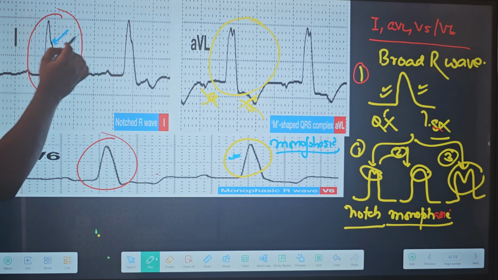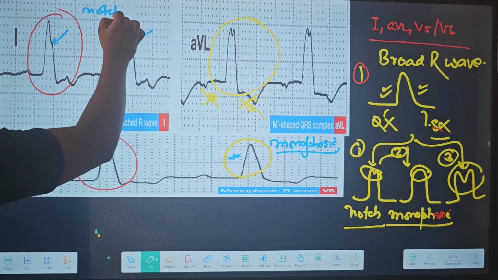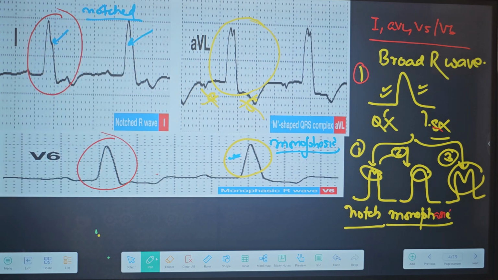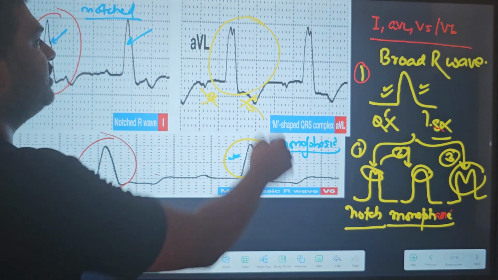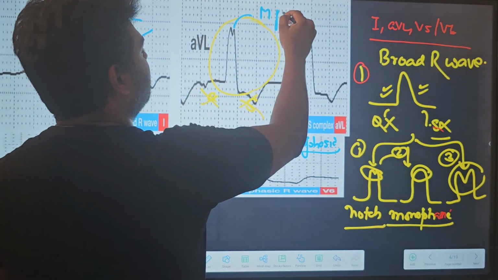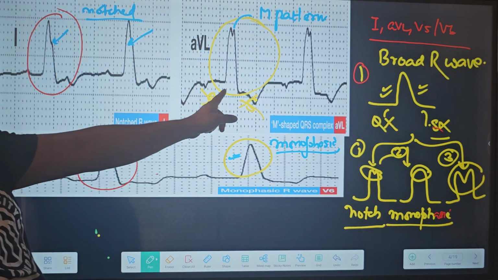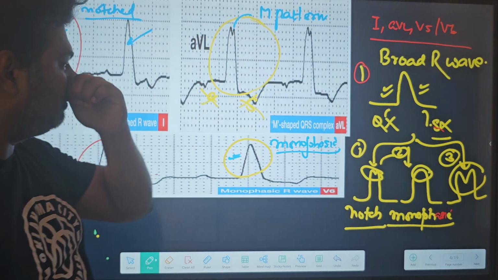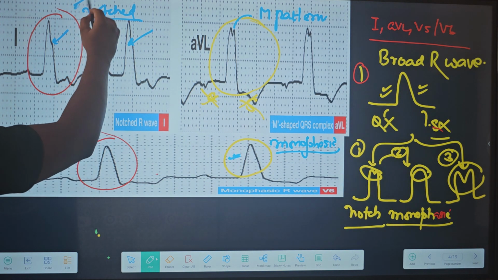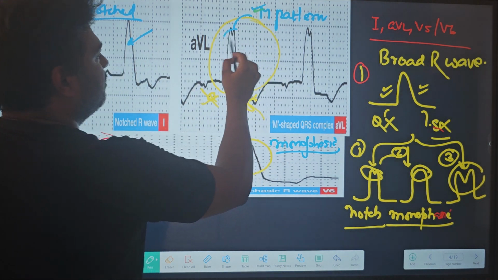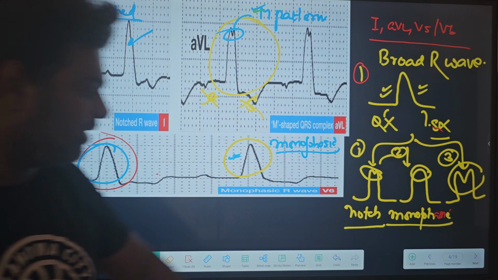In this, there is a notching present. So this will be called a notched broad R wave. All are taken as left bundle branch block. And here you are seeing an M pattern. So this is a broad R wave with M pattern. So R wave can be broad, that means no Q wave, no S wave, but it can be notched, it can have an M pattern, or it can be simple monophasic. All will be taken as left bundle branch block.